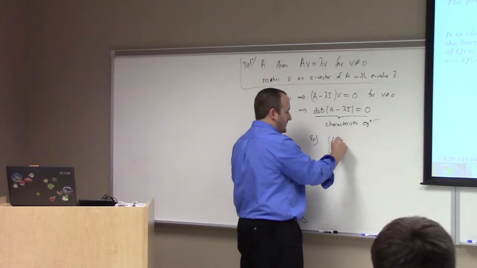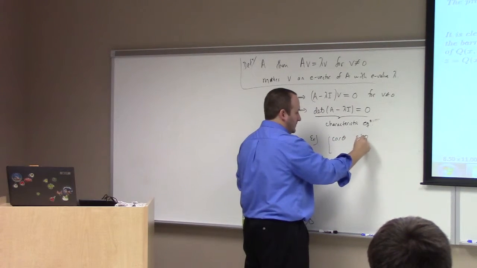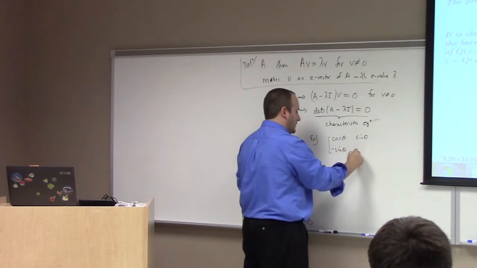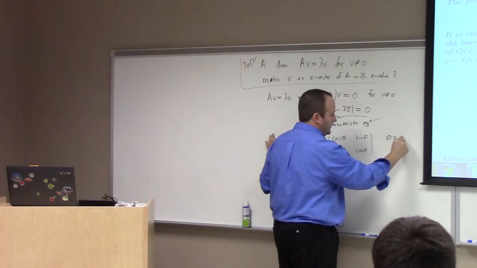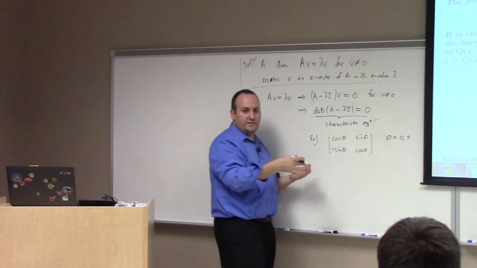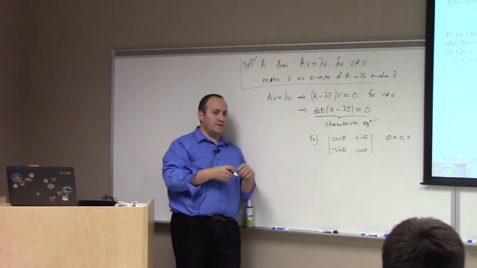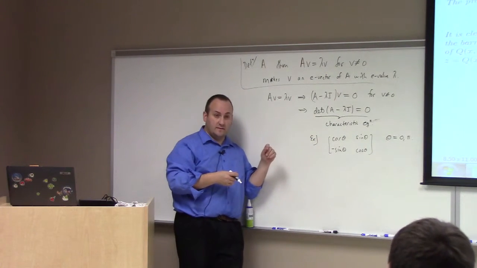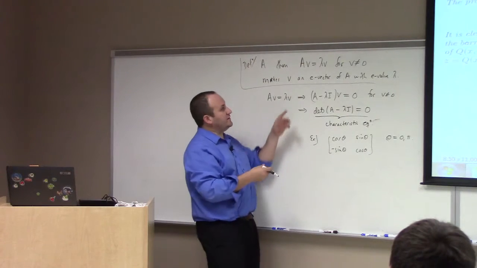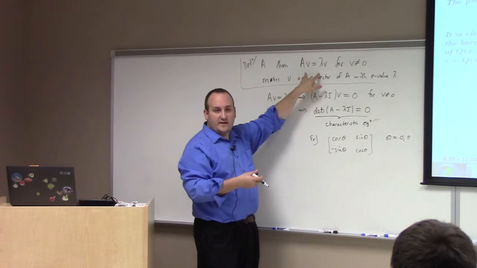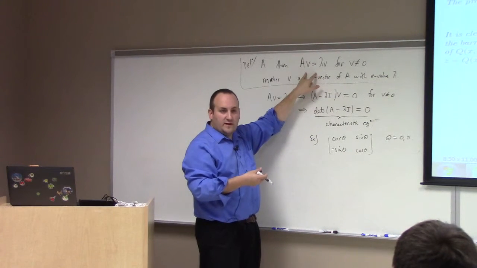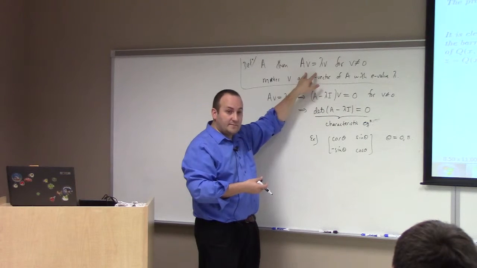If you look at the matrix cosine theta, sine theta, minus sine theta, cosine theta, and theta not equal to 0 or pi, or integer multiples thereof, in other words, if it's not plus or minus the identity, think about what this equation means geometrically. It means that there's a fixed vector in the sense that the operation of the matrix times the vector is just giving you another vector which is collinear to the original vector.